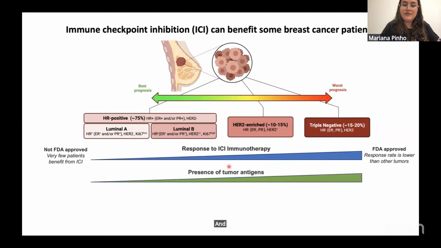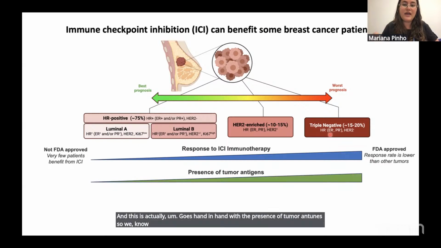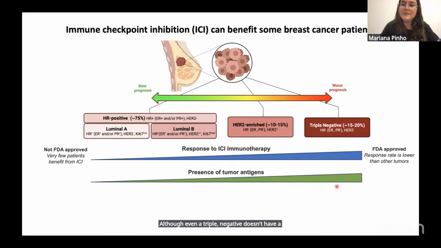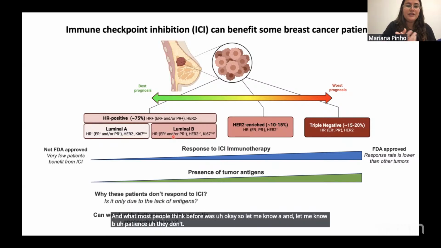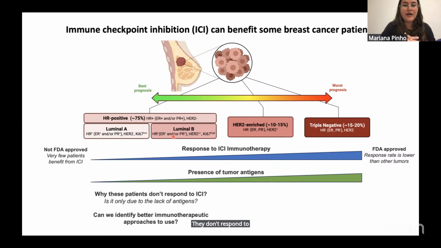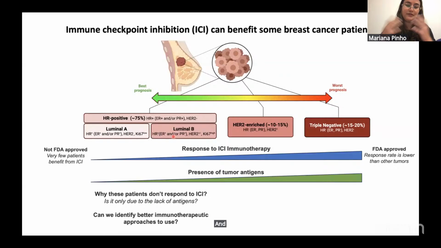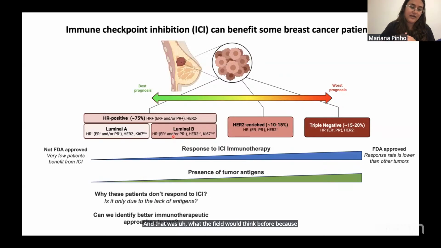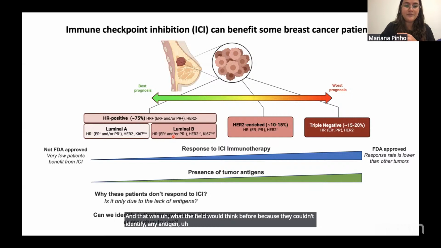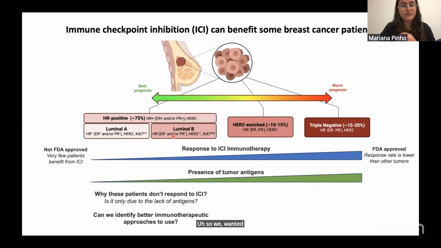And this goes hand in hand with the presence of tumor antigens. We know that the triple negative has more antigens than the hormone receptor positive, although even the triple negative doesn't have a lot of antigens. What most people thought before was that luminal A and luminal B patients don't respond to immunotherapy, and they would think it is due to the lack of antigens. That was what the field thought before, because they couldn't identify any antigen specific for these cells. So we wanted to ask, is it really due to the lack of antigen? And can we identify better immunotherapeutic approaches to use?